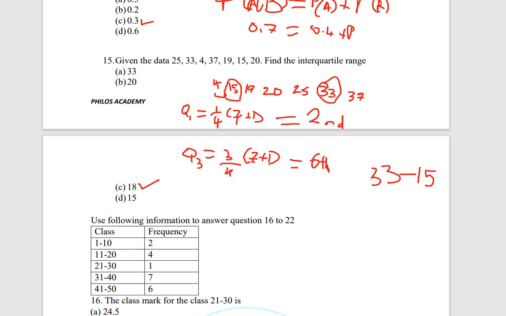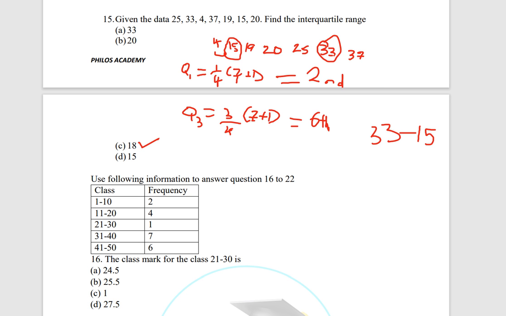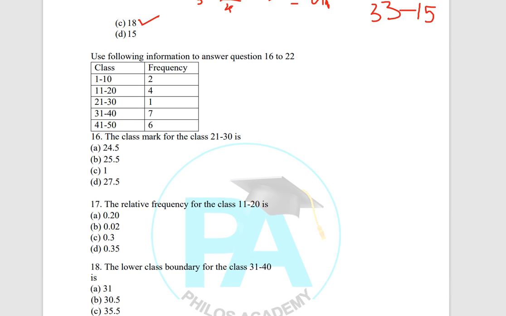So let's proceed to the next question. The question says, use the following information to answer question 16 to 22. So to do that, check the class and the frequency. I hope you've seen them well. Now question 16 is asking, the class mark for the class 21 to 30 is, this is the class they are talking about. So what is the class mark for this class?